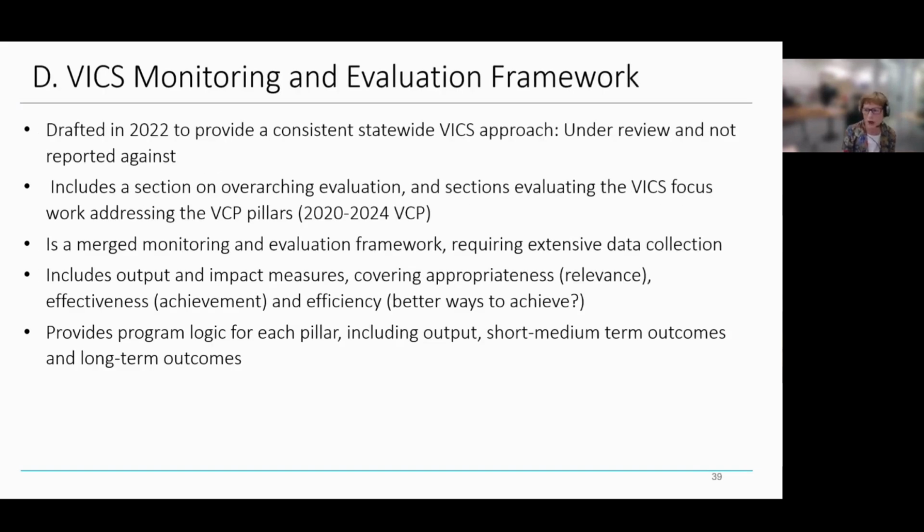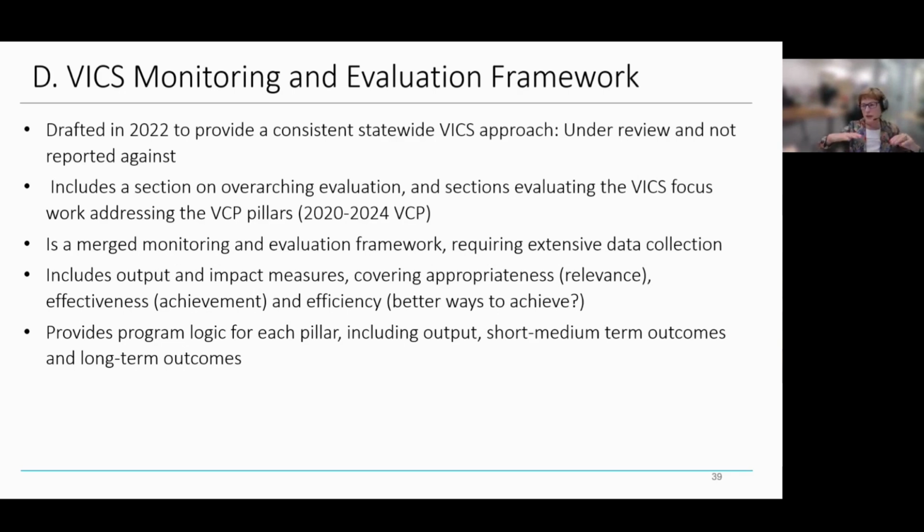The next framework I'm going to talk about is the VIX monitoring and evaluation framework, which you may not have heard of, and Anne has told me that. It was drafted in 2022 to provide a consistent statewide VIX approach. However, it was never finalised. It is under review and has never been reported against. But the framework in its draft form provides lots of very useful information for you to consider if you're looking at demonstrating the impact of VIX.